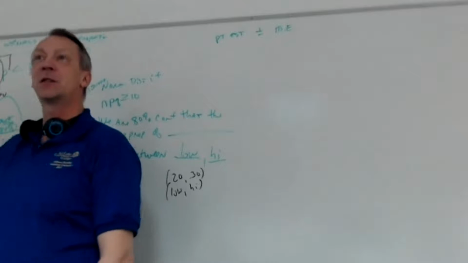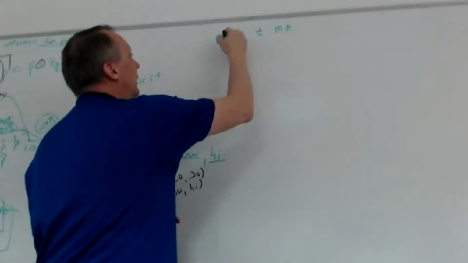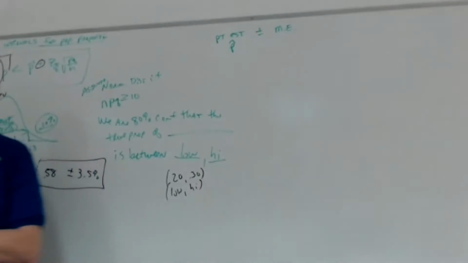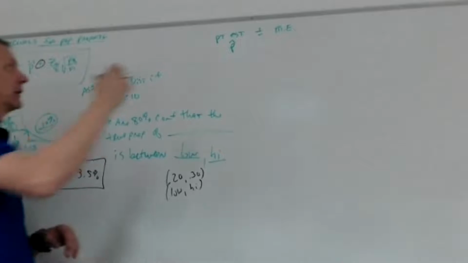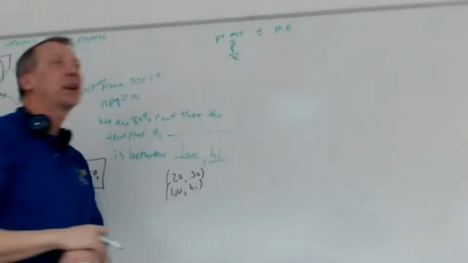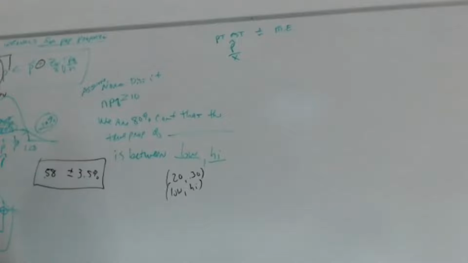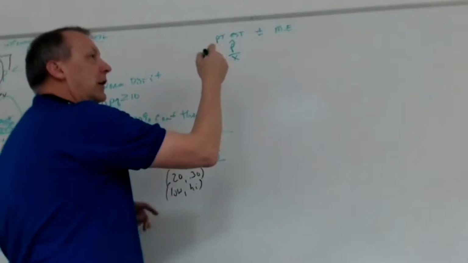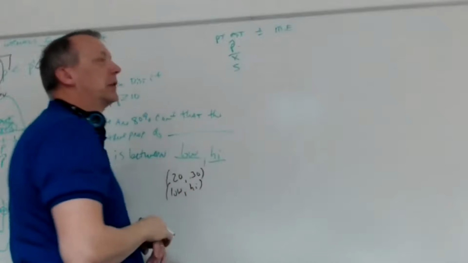P-hat would be a point estimate. What's another example of a point estimate? X-bar. Mu is not a point estimate, it's a parameter. It's based on the population. Here, I'll give you the third one. The third one that we're probably going to use is S.